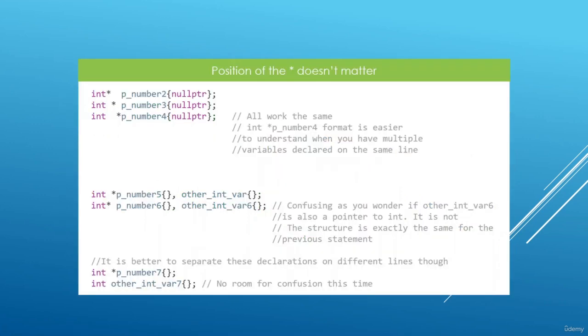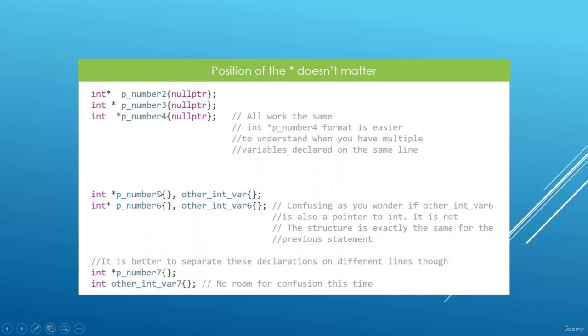A question I get from many people is if the position of this star symbol really matters, and I have to break it to you, it doesn't. But I prefer to put it on the left. Some people prefer to put it on the right, but definitely don't put it in the middle. I've never seen anybody do this, but it's going to work. It's going to be legal C++ code.